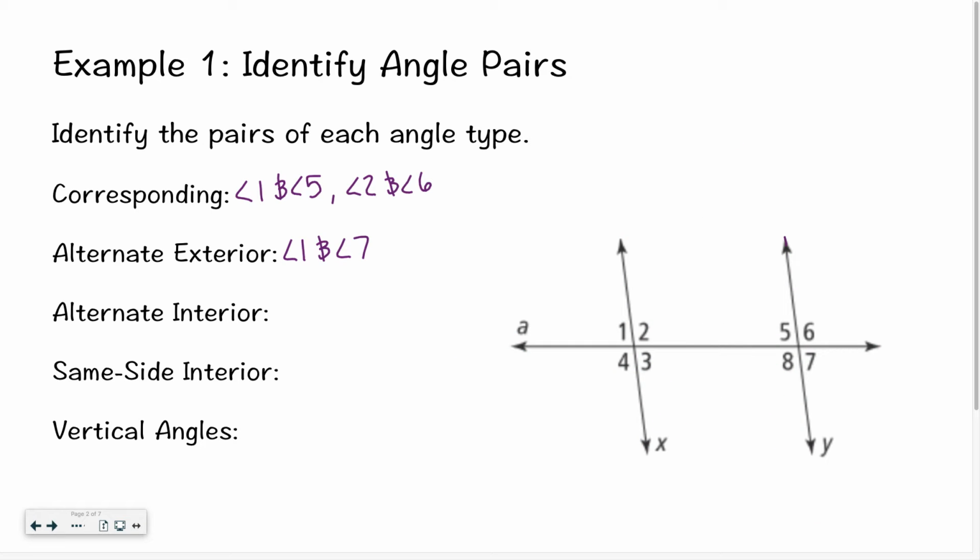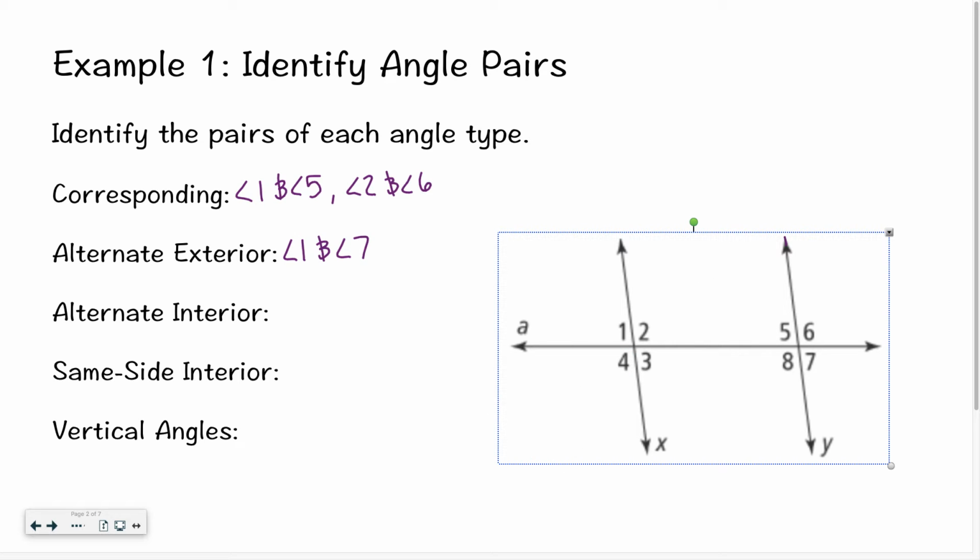Hopefully another example of alternate exterior angles that you found were 4 and 6. They're both on opposite sides of the transversal. The 6 is above, the 4 is below, and they each touch their own parallel line. They don't share a parallel line.